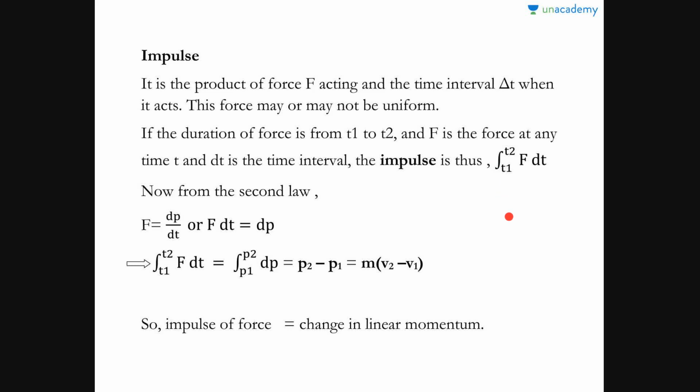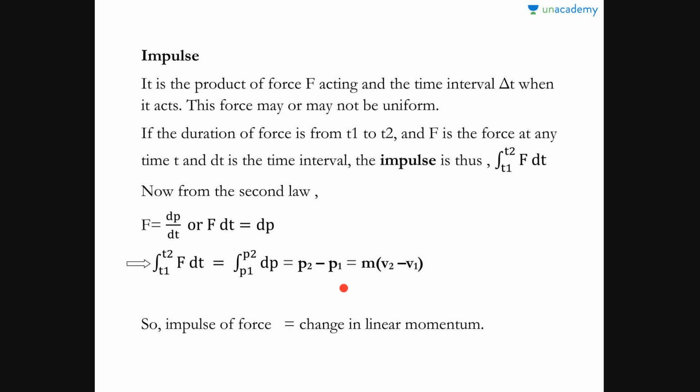Okay. Now let us see what the second law says. The second law states F is equal to the rate of change of momentum, that is F is equal to dp by dt. Now if we take dt to the other side, F dt is dp, right? If we integrate both sides of this equation with limits, that is from t1 to t2 and momentum from p1 to p2, we can directly arrive at the conclusion that the integration of F dt, which is the impulse, is equal to the change in momentum, that is p2 minus p1.